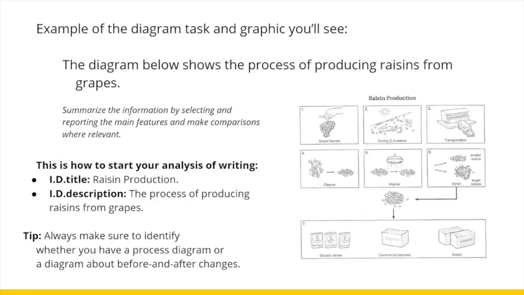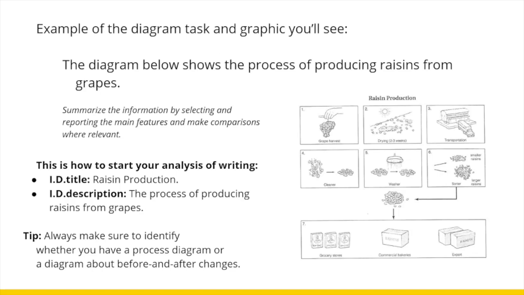Alright guys, here's an example of the diagram task essay. So let's go ahead and I'm going to read a prompt for you which states the following. The diagram below shows the process of producing raisins from grapes. And the requirement is always the same when it comes to Task 1. Summarize the information by selecting and reporting the main features and make comparisons where relevant.